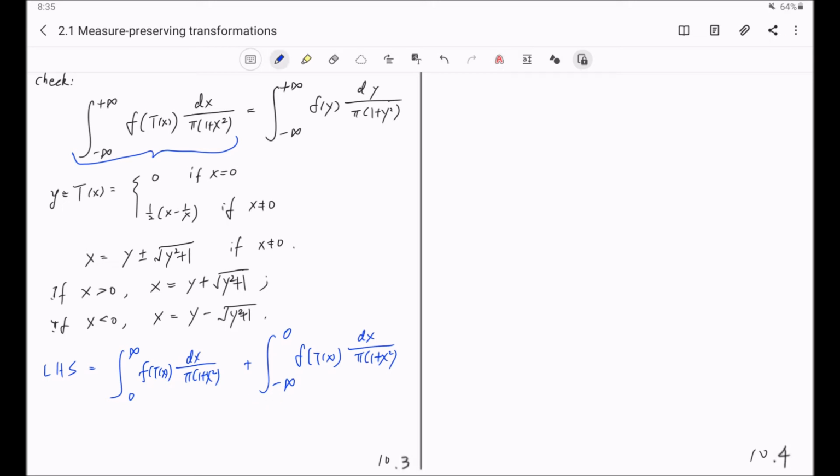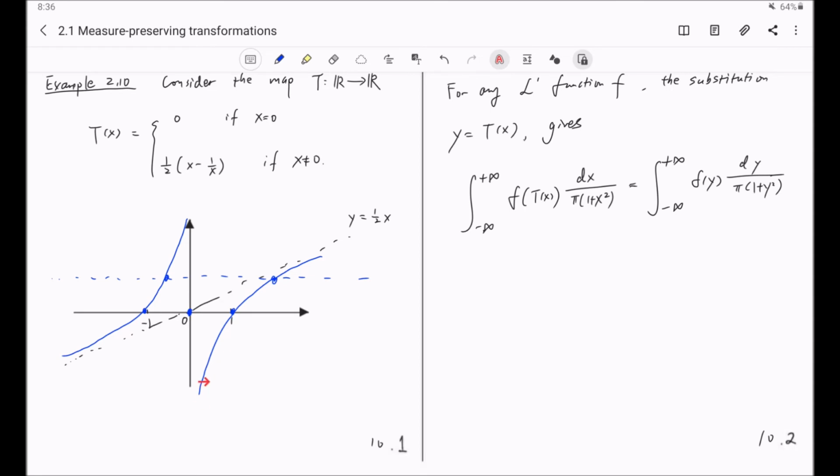What you do is that, in here, this t of x is just y, and you also want to plug in x equal to y plus minus the square root to those 2 places separately. And the first part, let's first look at the first part, is equal to, now when x ranges from 0 to infinity, y actually ranges from negative infinity to infinity, as is given in this graph. When x is from 0 to infinity, y is from negative infinity to positive infinity.